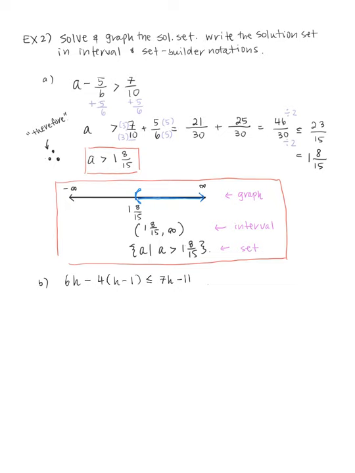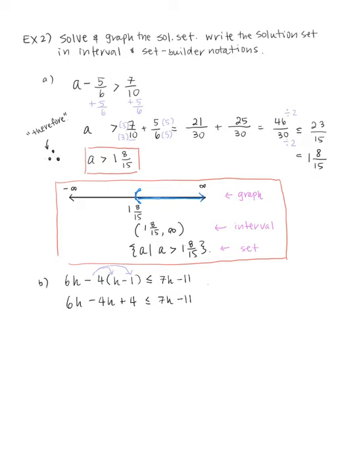Alright, so first step will be this. You need to simplify the left-hand side and the right-hand side. So we need to distribute the negative 4 to h and then minus 1. So let me just write it. I'm going to distribute the negative 4 to here, negative 4 to there. If I do that, we're going to get 6h minus 4h, and then a minus 4 times minus 1, so you're going to have plus 4 is less than or equal to 7h minus 11.